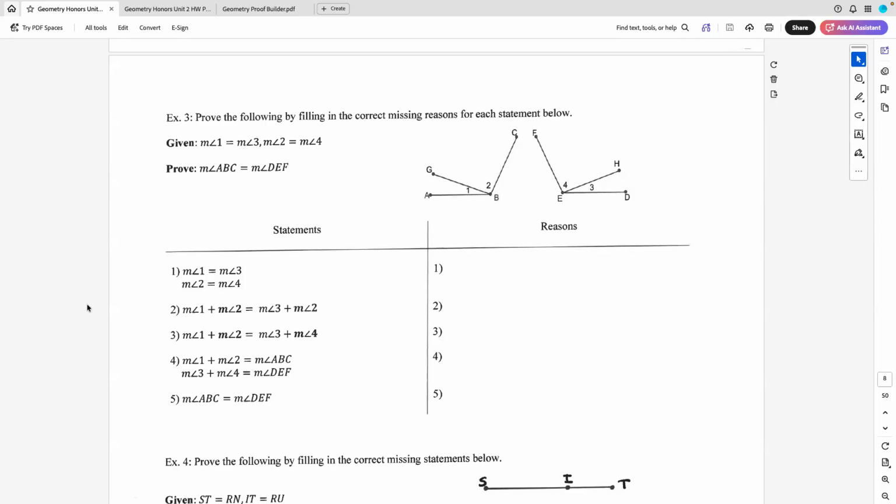Well, angles 1 and 2 add up to the whole thing. Angles 3 and 4 add to the whole thing. What do we call that? AAP, the angle addition postulate. And then lastly, because angles 1 and 2 are the same as angles 3 and 4, and you're told that 1 and 2 equals this, and 3 and 4 equals this, what do you think was that last angle?